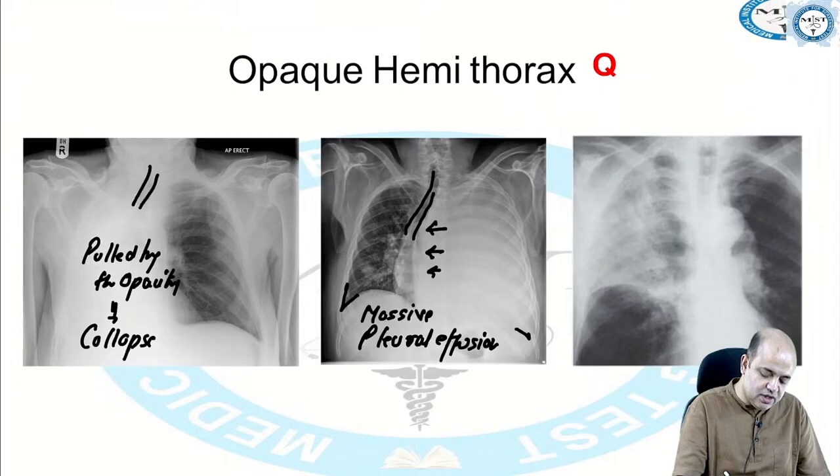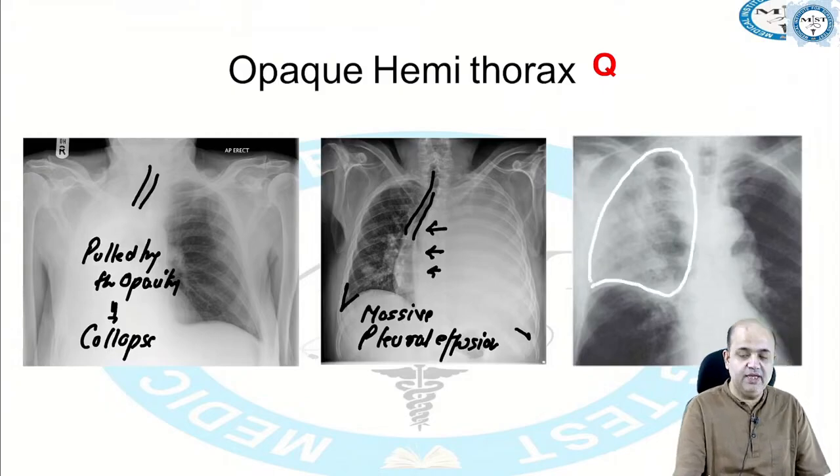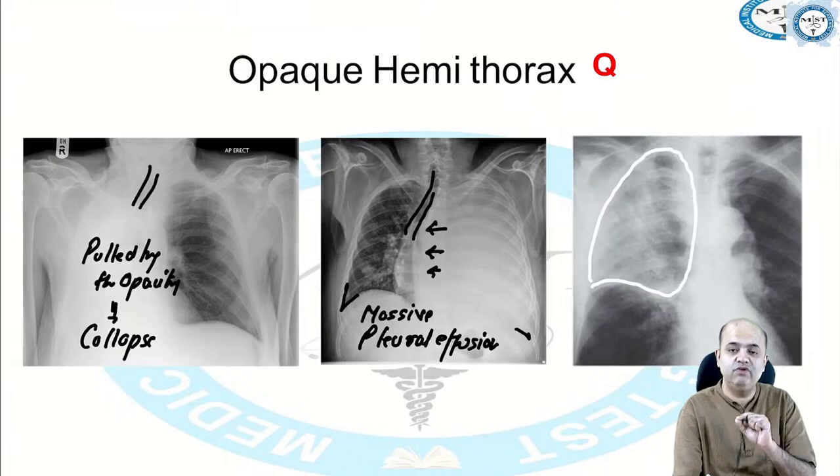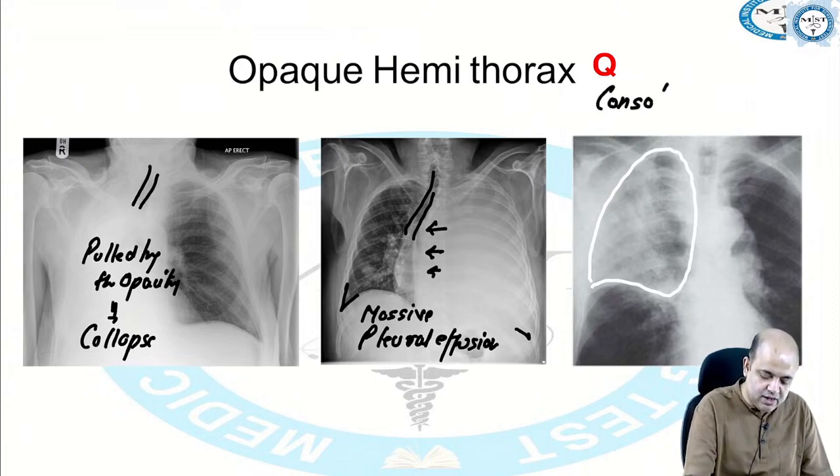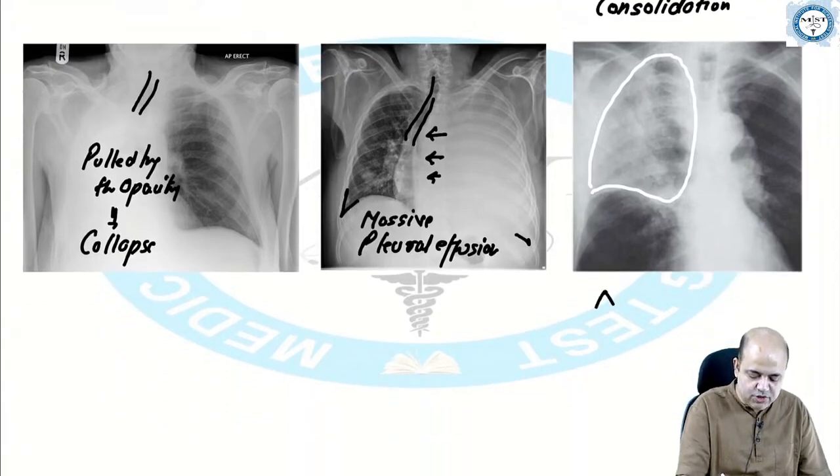And in the consolidation, what happens? In the consolidation, there is no change of the volume. There is only replacement of the air by something else, and we get the air bronchogram. So consolidation is the replacement of the air. Consolidation, there is no volume change.